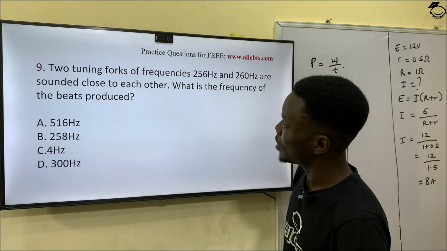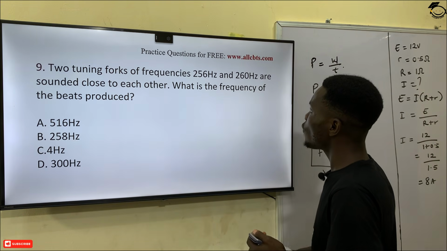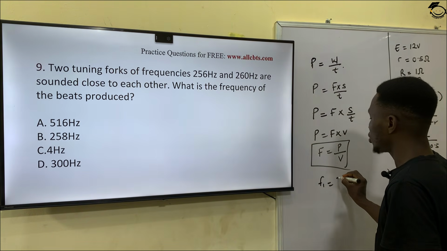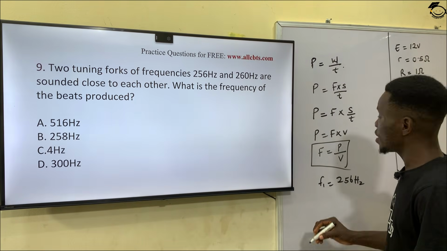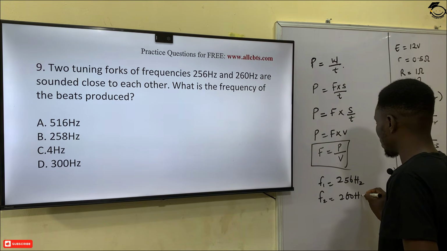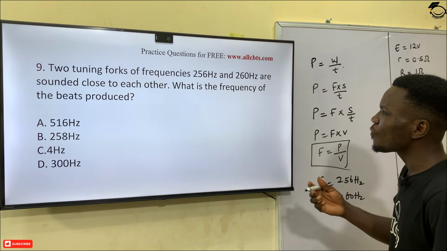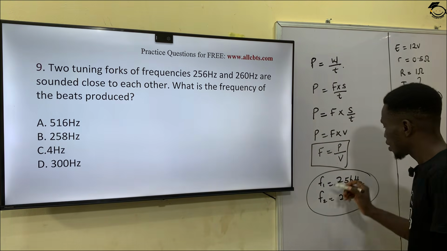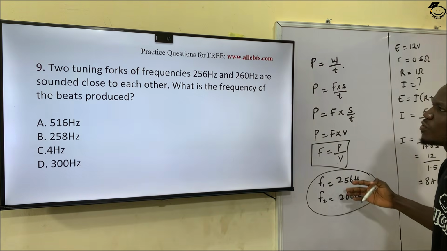So that takes us to question number 9, which says, two tuning forks of frequency 256 Hz, so we have the first frequency F1 to be 256 Hz, and 260 Hz, so we have the second frequency F2 to be 260 Hz, are sounded close to each other, what is the frequency of the beats produced? So you are sounding these tuning forks close to each other. So we're trying to find the frequency of the beat that is produced.